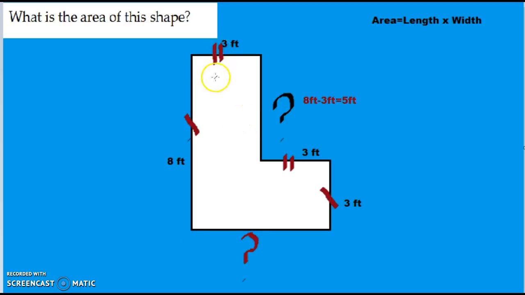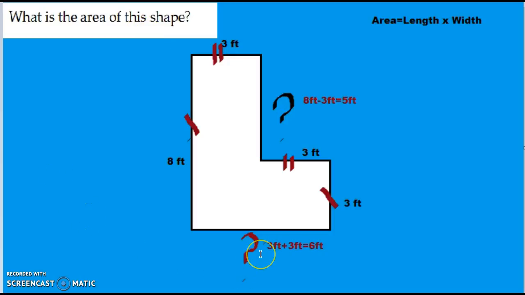So I ask myself again, should I add 3 plus 3 to make this long piece, or should I subtract 3 minus 3 to make this piece? If I subtract 3 minus 3, I'll get 0. And this piece can't be 0 because this is 3. So what I'll do is I'll add 3 plus 3, which will get me 6 feet.